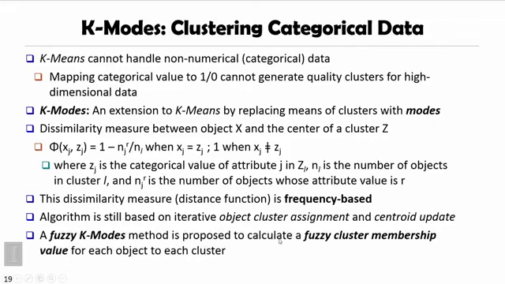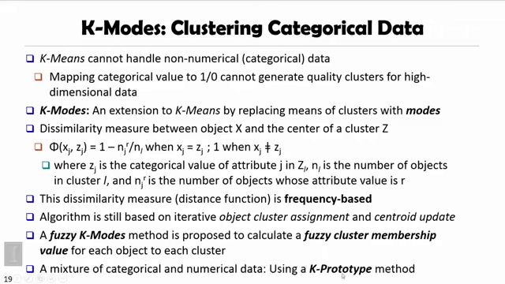Then there's another alternative method called the fuzzy k-modes method. The fuzzy k-modes method essentially calculates the fuzzy cluster membership value for each object to its cluster. Simply put, you give a fuzzy cluster value. If it's very close to this cluster, the fuzzy value is closer to 1. If it's far away from this cluster, the fuzzy value is closer to 0.